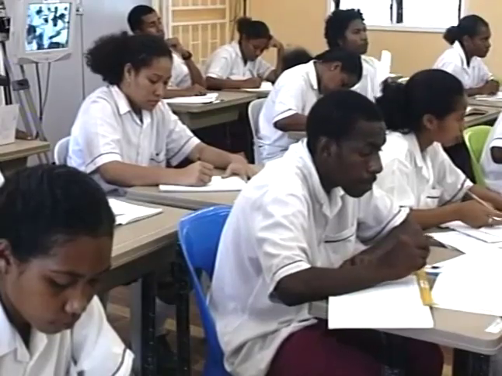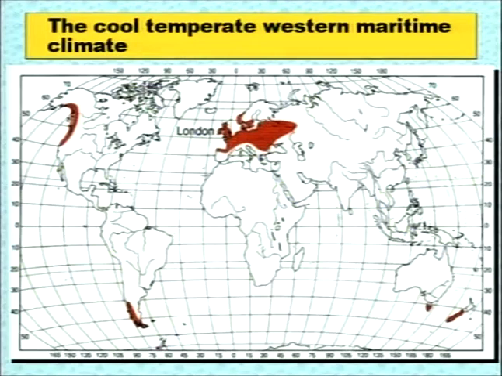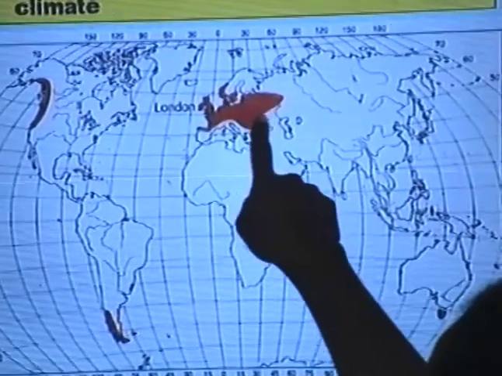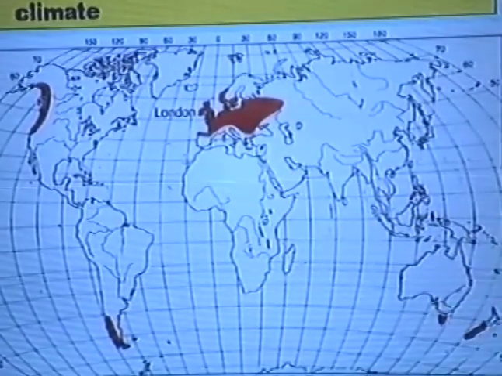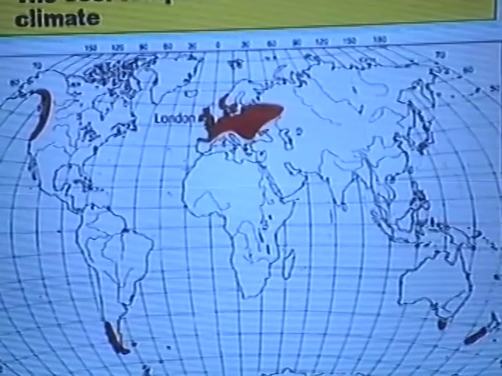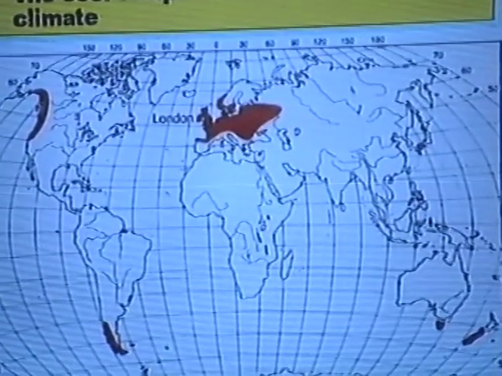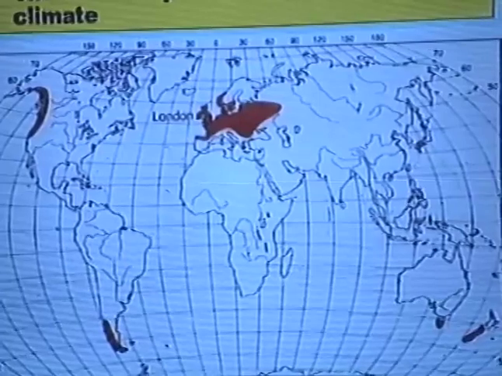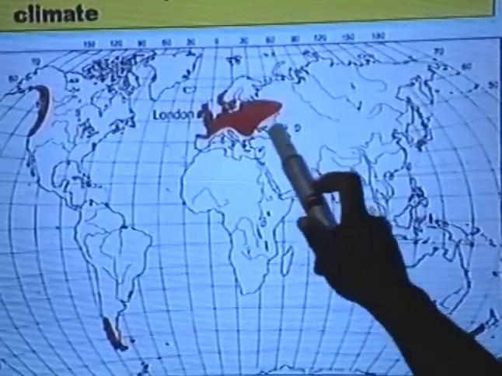Okay, we move on. This time, let's look at some of the locations of the cool temperate western maritime climate. Perhaps you could also make a list of those areas in your exercise book. These regions will include northwestern Europe, so we're looking at the northwestern part of Europe, the countries found within the area that has been shaded in red. So one of the regions that experience this type of climate is northwestern Europe, this area here.